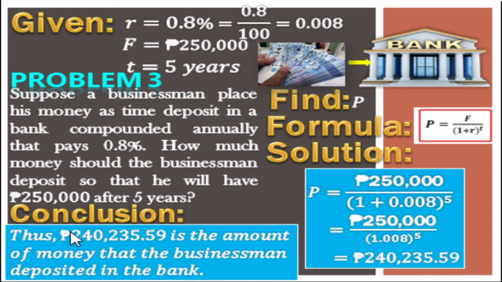Therefore, in our conclusion, 240,235 pesos and 59 centavos is the amount of money that the businessman deposited in the bank in order to receive 250,000 pesos after 5 years.